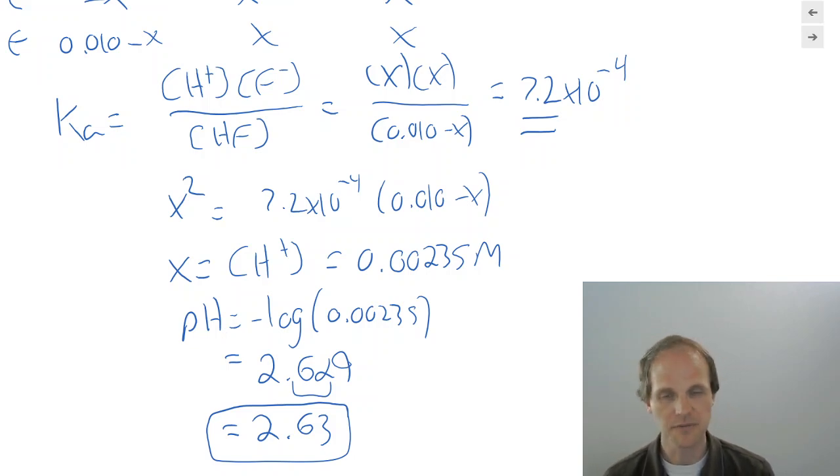2.63. What would it have been if it was a strong acid, right? It would have been a pH of 2. Negative log of 0.01 is 2. So we get a higher pH. What does higher pH mean? Higher pH means less H+. We're closer to neutral than we are if this was a strong acid. And so we're going to find that weak acids are always going to have a higher pH than the equivalent concentration of strong acid. All right.